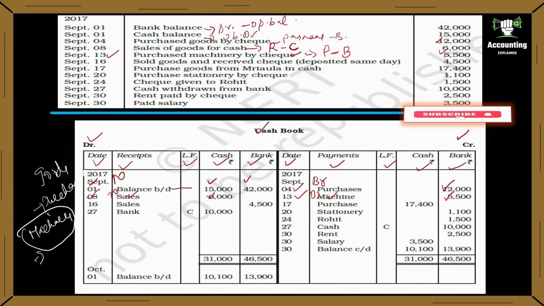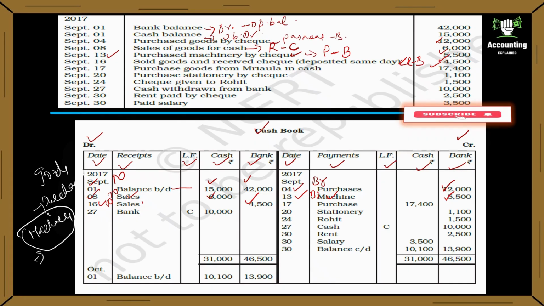See here. Next, sold goods and received check deposited same day 4,400. So you have sold goods by check. Okay. So now on September 16th, to sales. Sold goods means under the receipt side bank column. In the receipt side, to sales, under the bank column, you have 4,500 rupees.